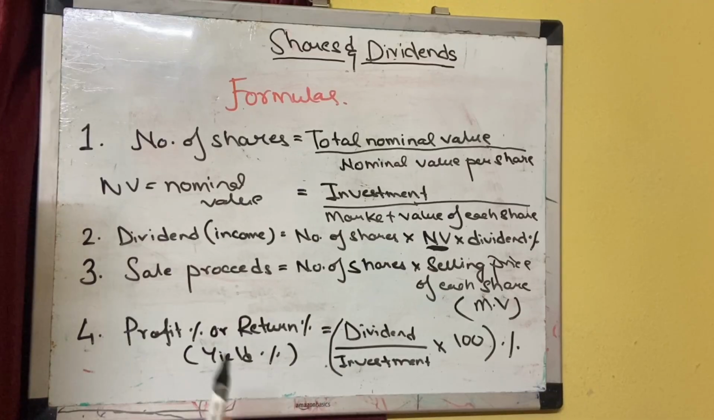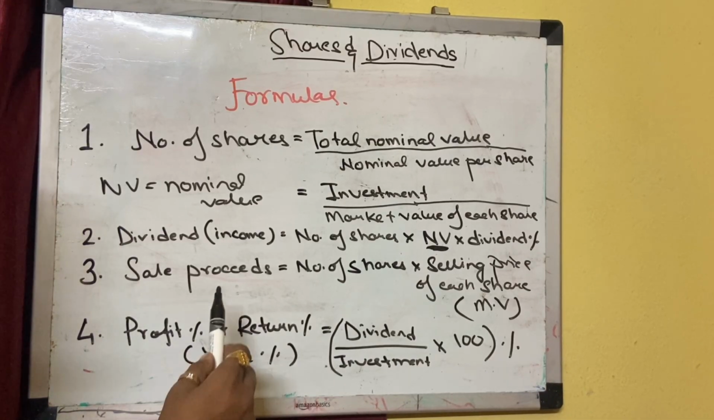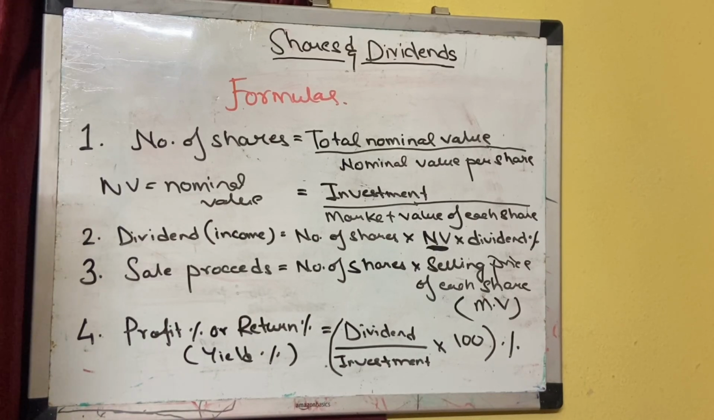Okay, now we come to the third part, which is called the sale proceeds. Now what does the sale proceeds mean? The sale proceeds means that you have bought some shares, and now after you have bought the shares, you want to sell the shares and invest the sale proceeds in the next shares. Okay, so how can we find the sale proceeds then?